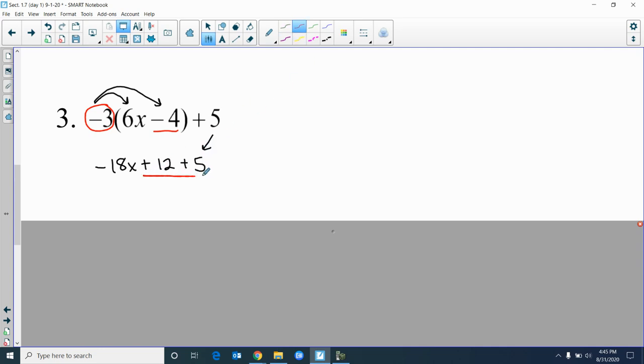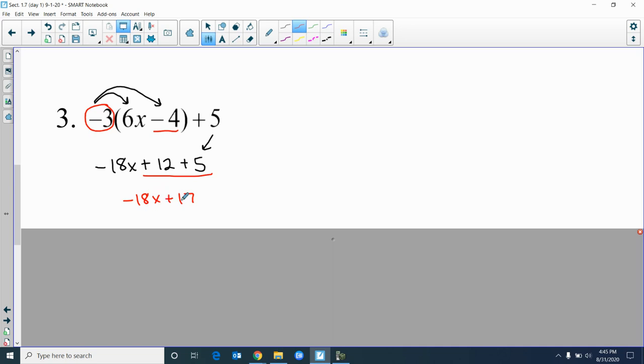Now you got like terms. You got to go in order. 12 plus 5 is 17. You cannot combine anything with an x with a number without an x, which is a constant. That's going to be your answer. Negative 18x plus 17.